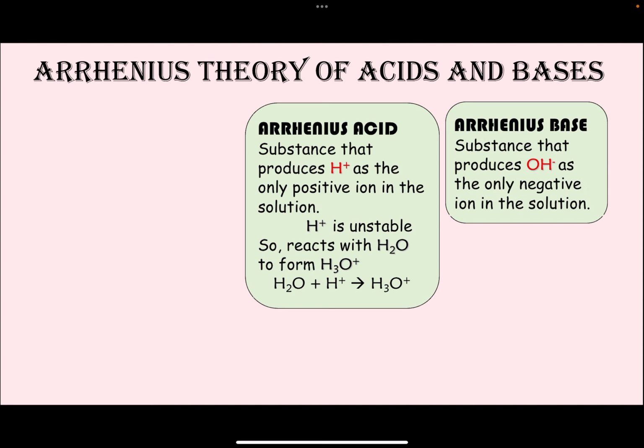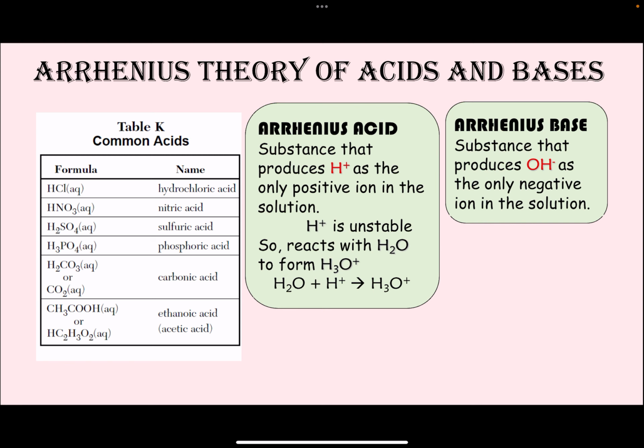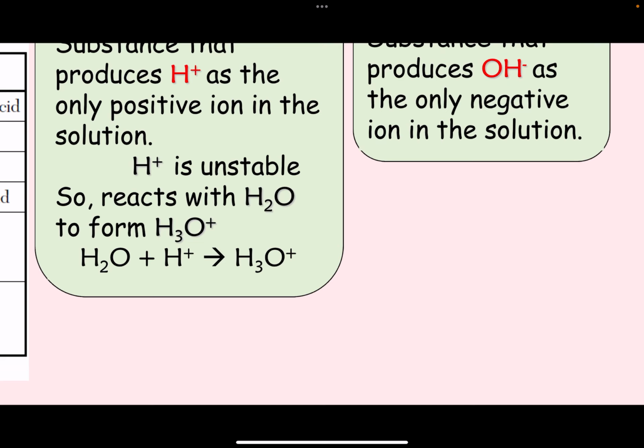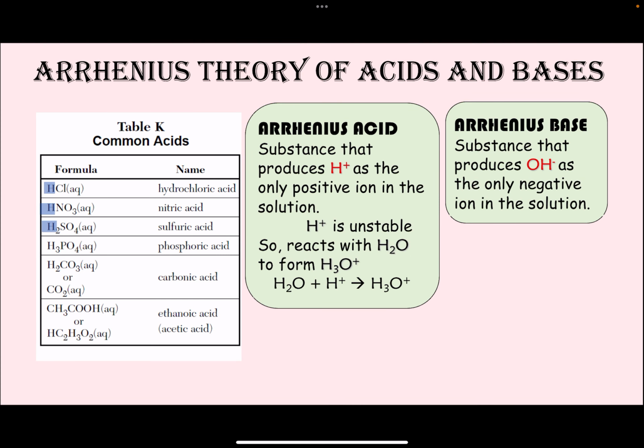And an Arrhenius base is any substance that produces hydroxide, OH negative, as the only negative ion in the solution. So we are given some common acids and some common bases in the reference table packet. Common acids are given in Table K, and as you can see, most of those acids have the hydrogen ion. That's the most common positive ion between these acids.